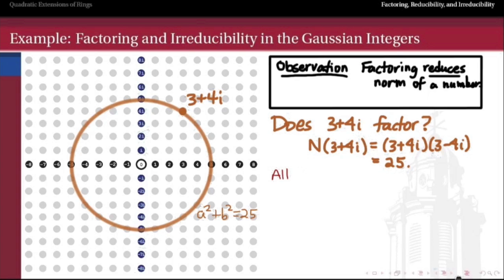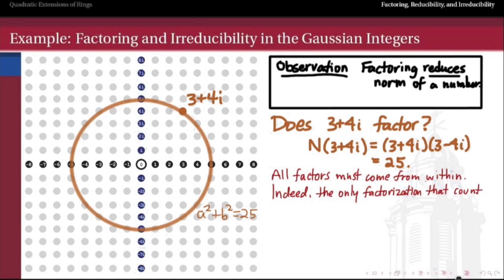And according to this observation, if 3 plus 4i factors, then both of the factors are going to have a smaller norm. So they must come from inside of this circle. The only factorization that counts, because of the multiplicativity of the norm function, the only factorization that will show that 3 plus 4i is not irreducible, is a factorization where none of those factors have a norm of plus or minus 1. So the only factorization we're going to be interested in, to show 3 plus 4i is in fact reducible, is going to be the factorization of the integer 25 into 5 times 5, or potentially negative 5 times negative 5. So this is the only factorization that's going to give us a factorization that counts.